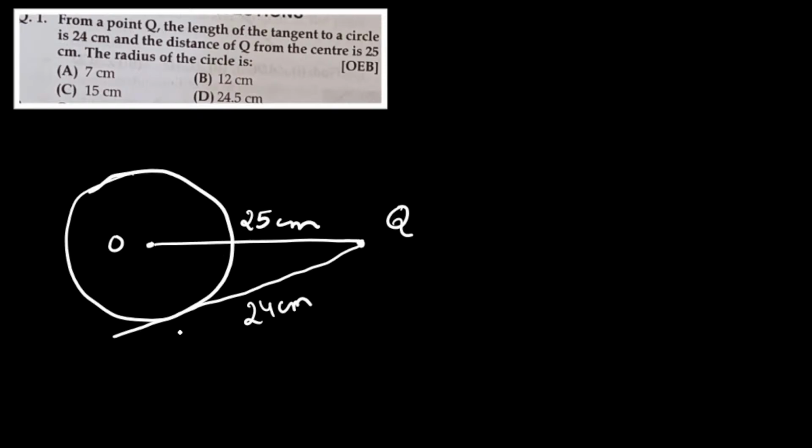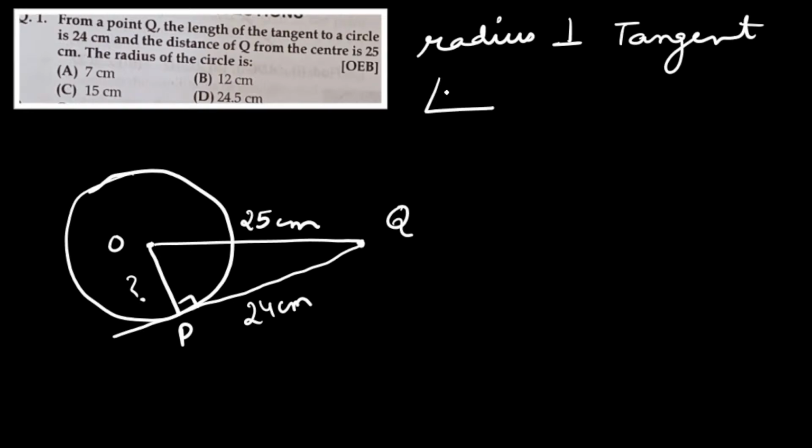So we have to find the radius. Let us say P is the point of contact. I am just joining this with the tangent. OP is the radius, so the length of OP I have to find. How will we do it? We'll make use of the first property which I told you: radius and tangent are perpendicular to each other. Therefore we can say angle OPQ is equal to 90 degrees.